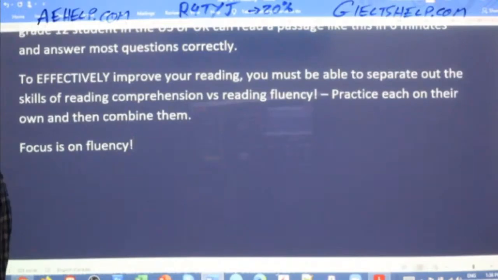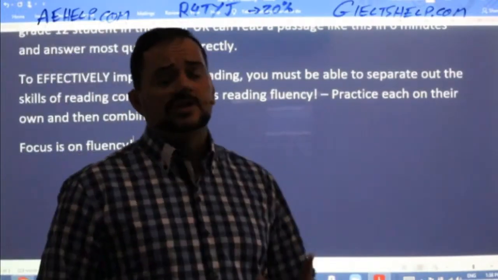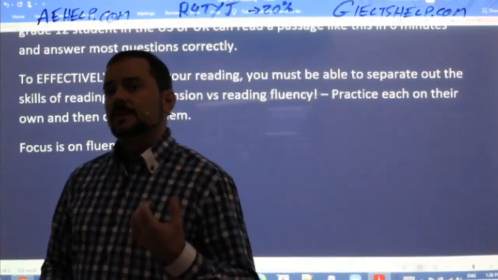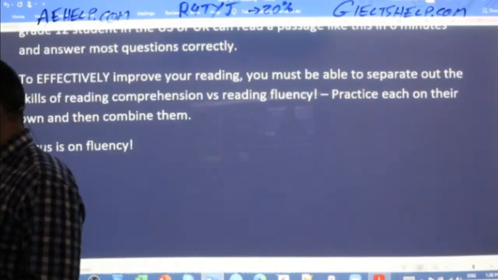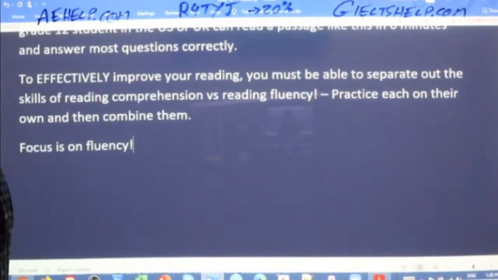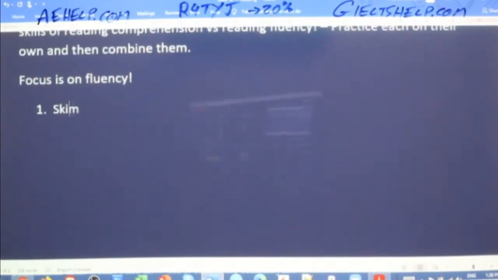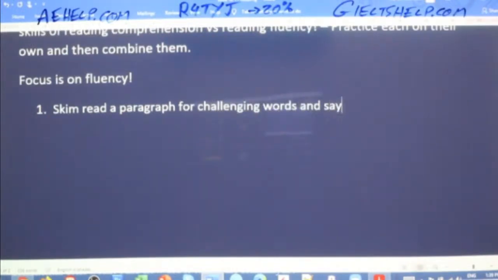Okay. And there are lots of different exercises that you can do to improve your reading fluency, your speed of reading. So if you feel that you cannot read and answer a passage in 20 minutes, you have to focus on your fluency. And there are different steps to do this. The first step is, let's take it one step at a time: skim read a paragraph for challenging words and say each twice aloud.